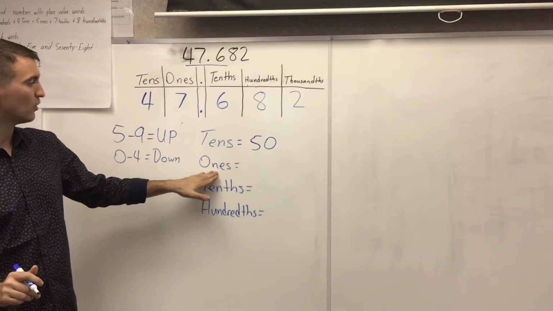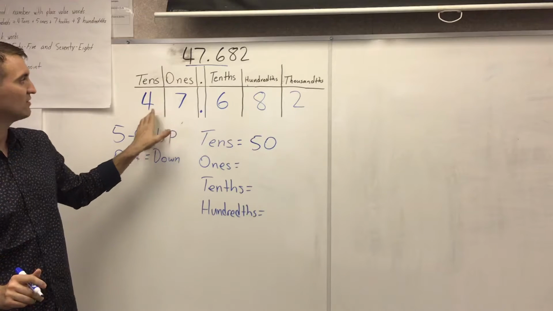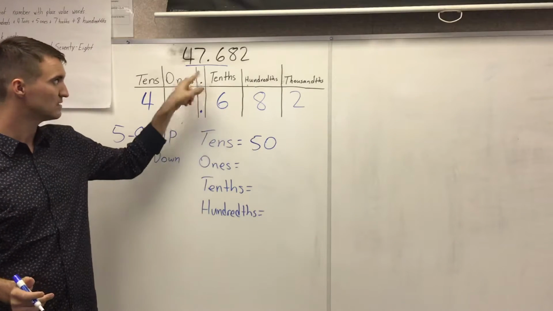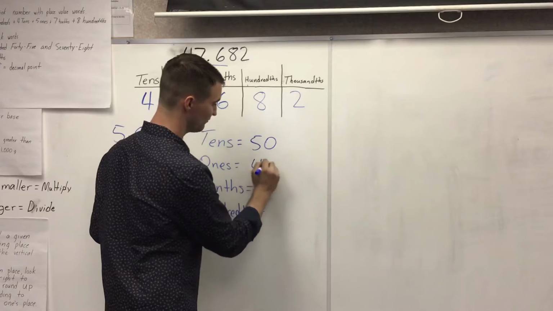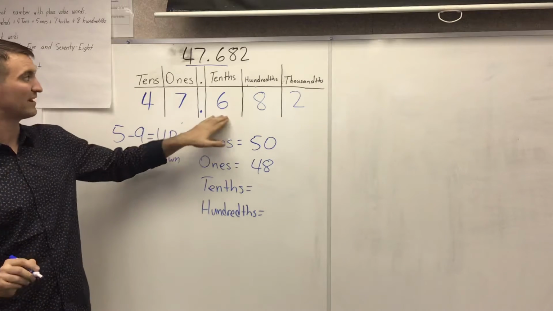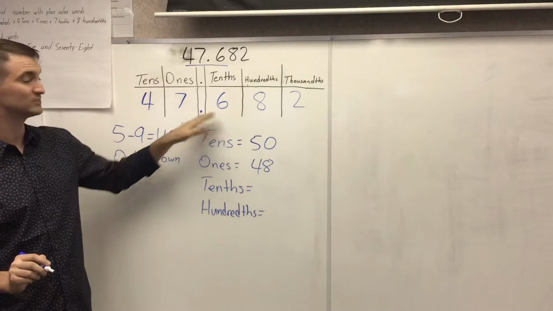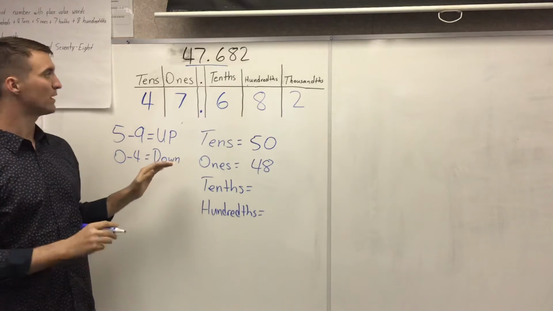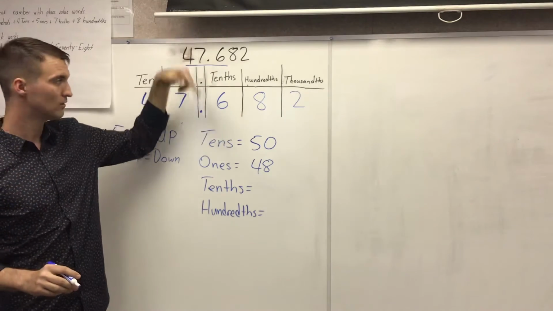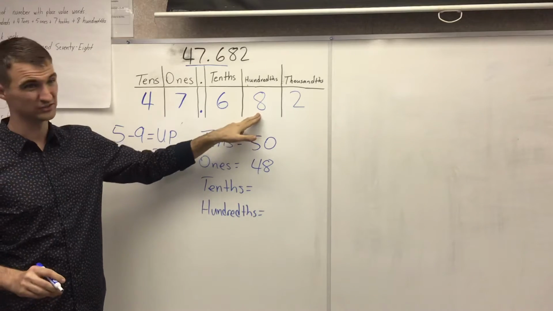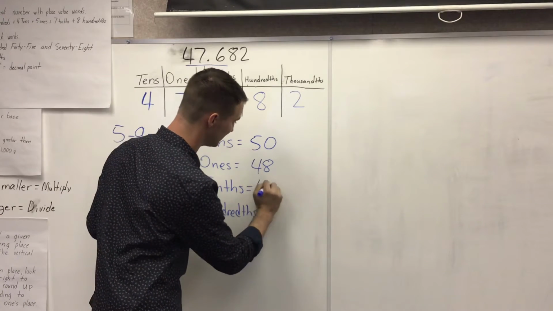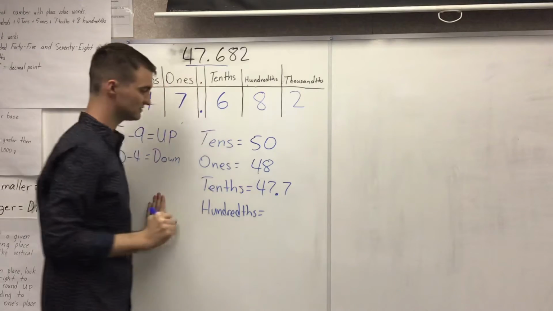Now, I'm going to go to my nearest one. I have 47, and behind that 47, I have 6 tenths. That 6 is going to tell me to round up to the next one, which would be 48. Now, let's go all the way over to our tenths spot. In my tenths spot, I have a 6. So I have 47 and 6 tenths, or 47.6. I look one place over in my hundredths spot to tell me if this 6 is going to round up or down. I've got an 8 right here, so that 6 is going to round up to a 7. So rounding to the nearest tenth, it's going to be 47 and 7 tenths.